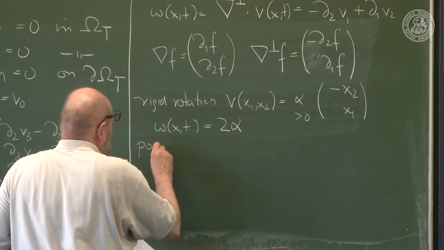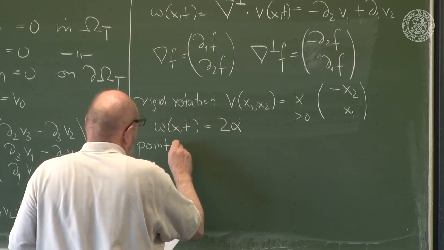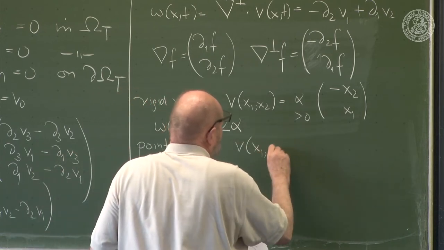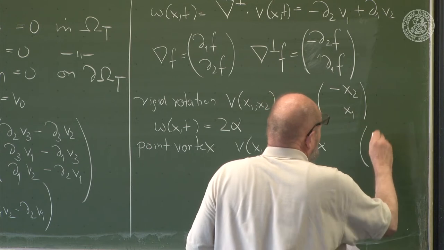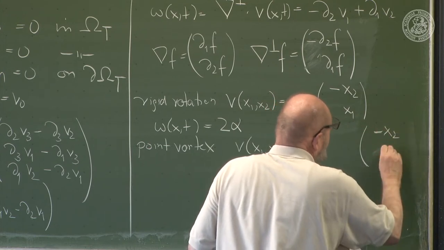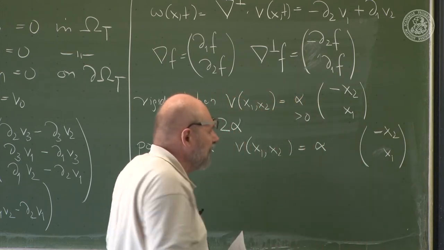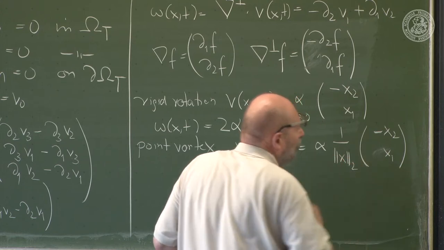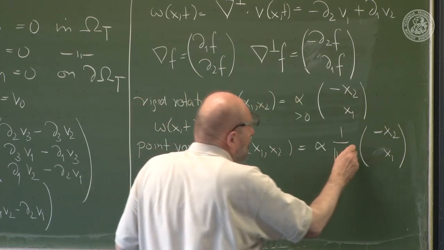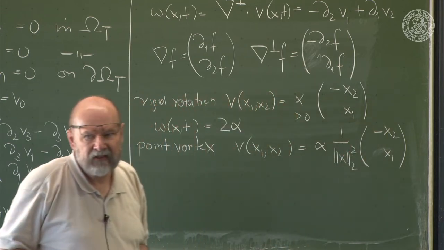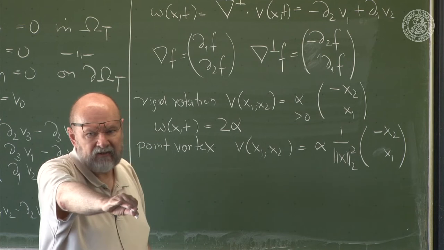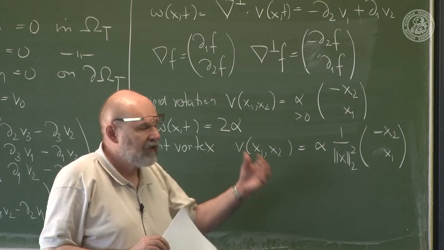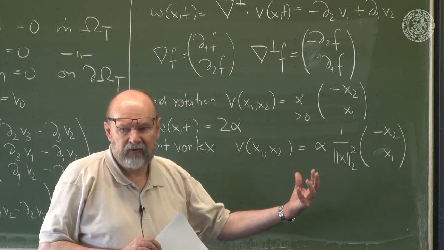If we do a point rotation or a point vortex, we basically do the same thing, but we scale it with a length. So if we would like to have the same length, then we have to divide by one over the Euclidean norm. But now we divide by one over the Euclidean norm squared. That means the size of these vectors decreases going to infinity, and they have a singularity at x equals 0.